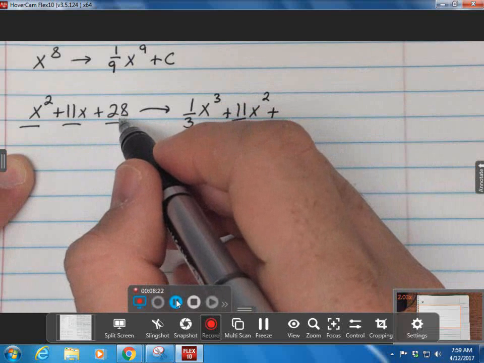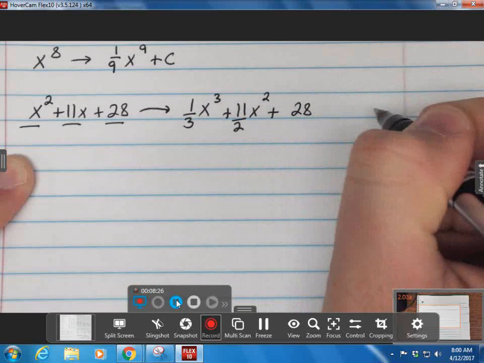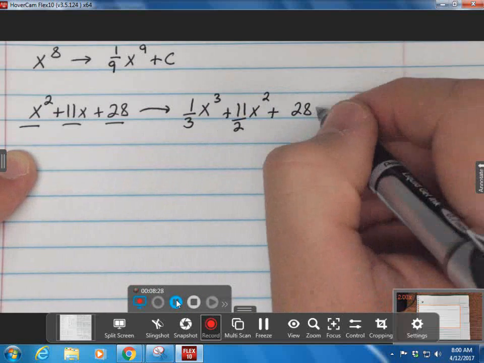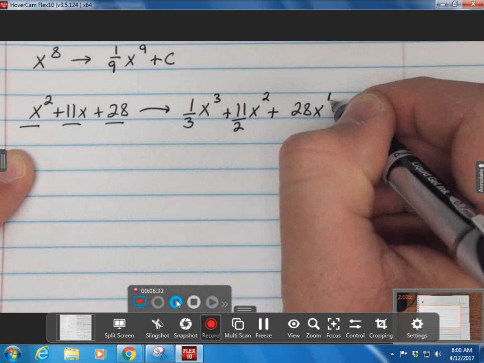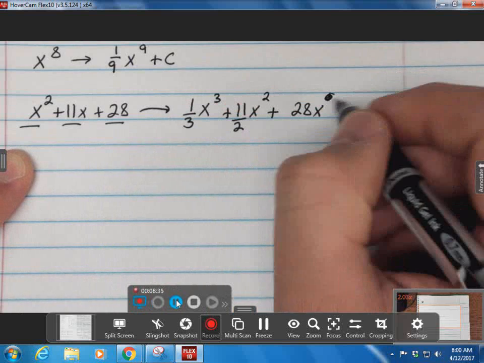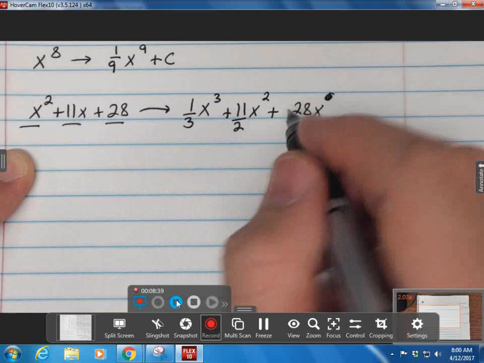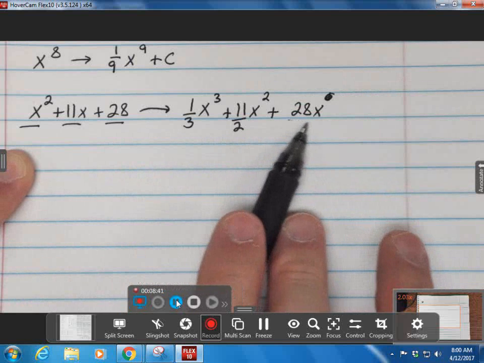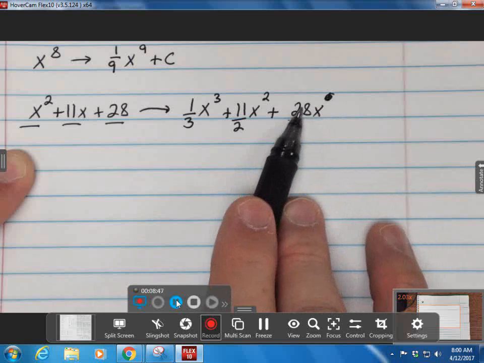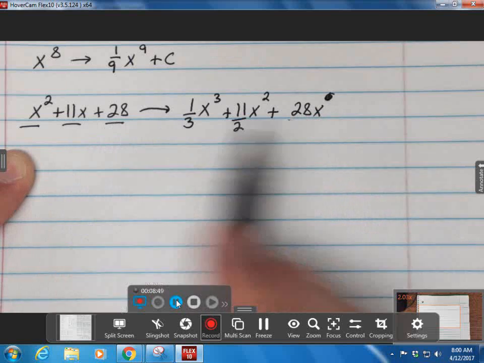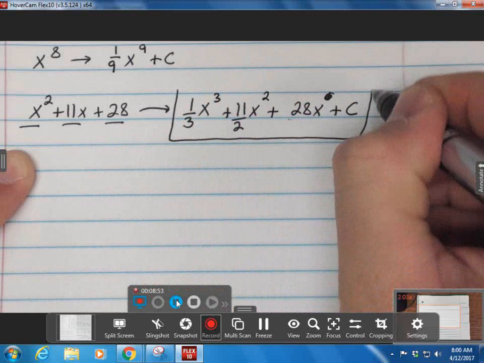28x to the 0. There's no x's there. So 28, I think I said 21, 28. Add 1 to the power, x to the 0 turns into x to the first. You don't really have to put that 1 there. Divide by the new power, which would be 28 divided by 1 is 28. That should make sense because if you find the derivative of 28x, that x goes away. Bring the 1 down, take 1 away, you have just plain 28 then, plus a constant. There's the antiderivative.